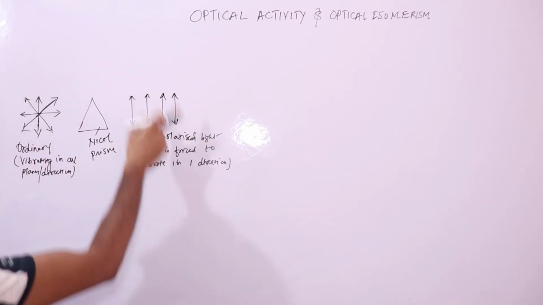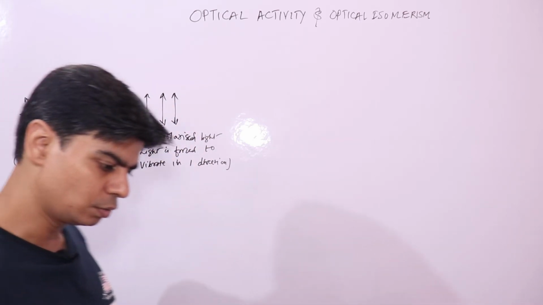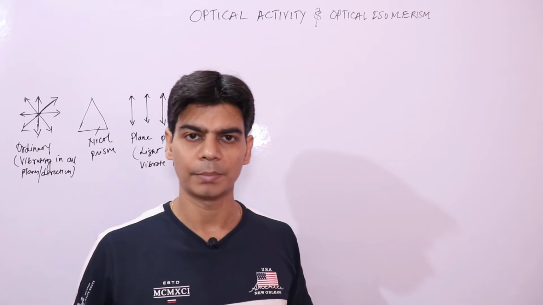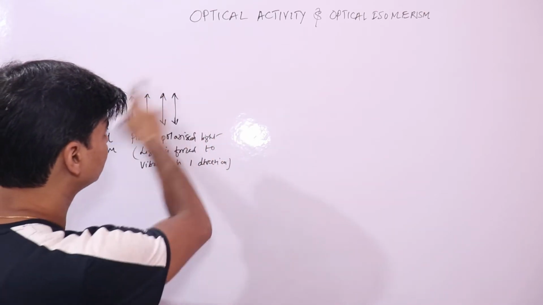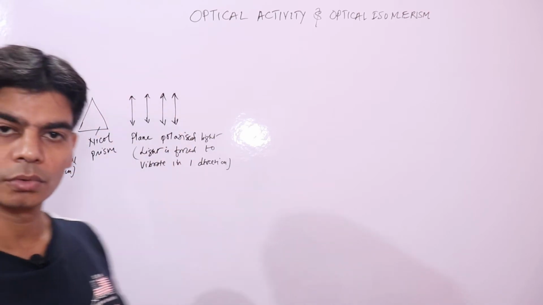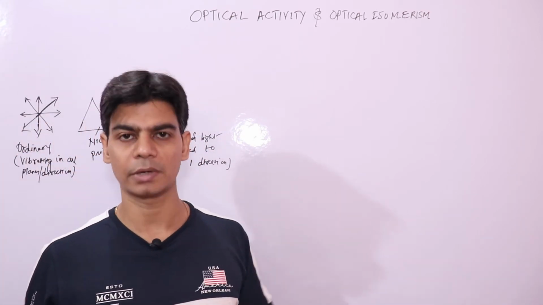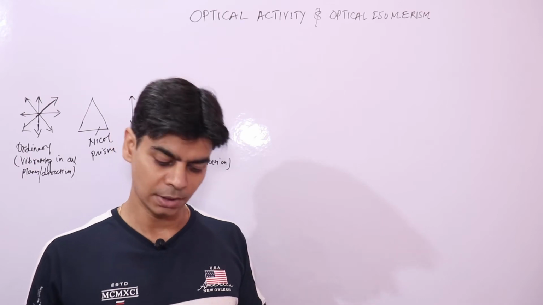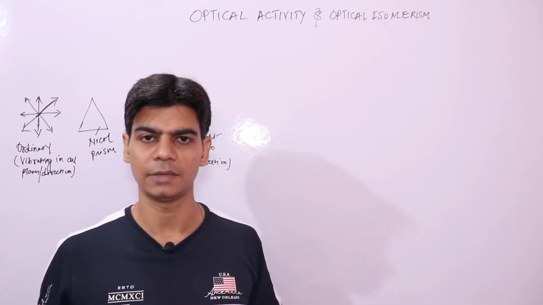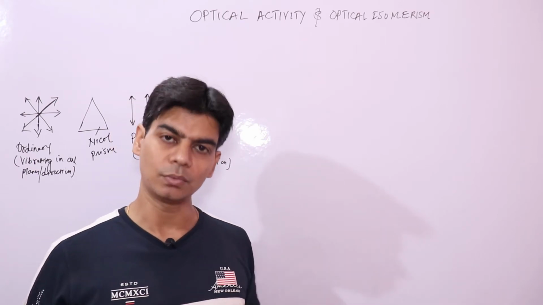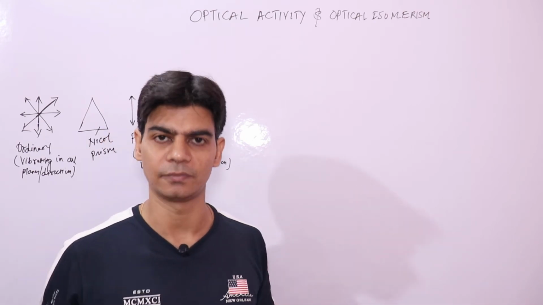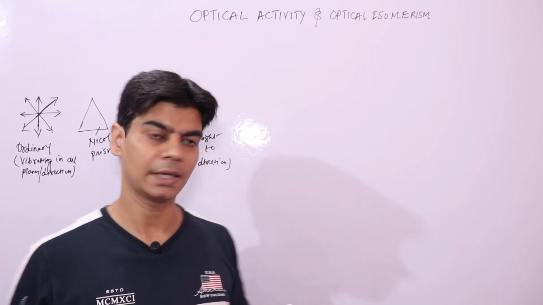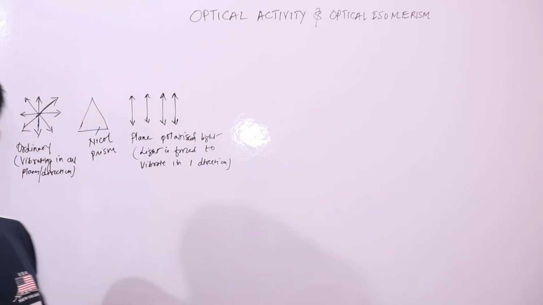Now, if this plane polarized light is passed through certain organic compounds, those organic compounds will rotate the plane of this plane polarized light. This is known as optical activity. And the organic compounds that show this behavior are optically active. That is, the compounds that can rotate this plane polarized light are optically active compounds.